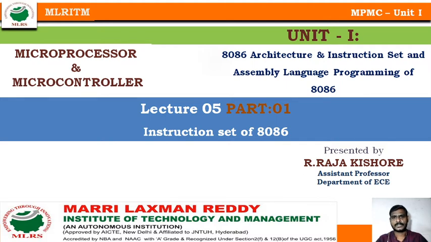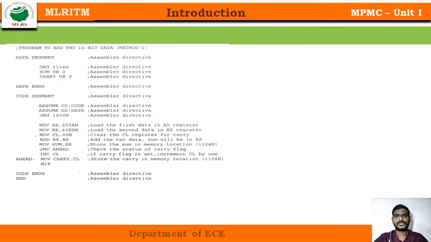Because 8086 is a microprocessor which is able to understand a language called assembly level programming. So when I want to write any program in assembly level programming, I need to know the format of assembly level programming. So in this video, we're going to see the different formats to write 8086 programs or instructions of 8086. Before proceeding further, this is an example of a program I have shown.